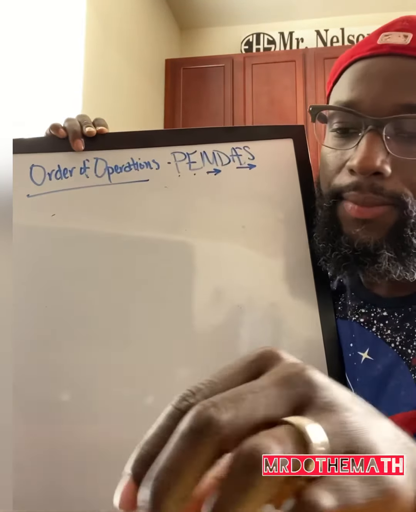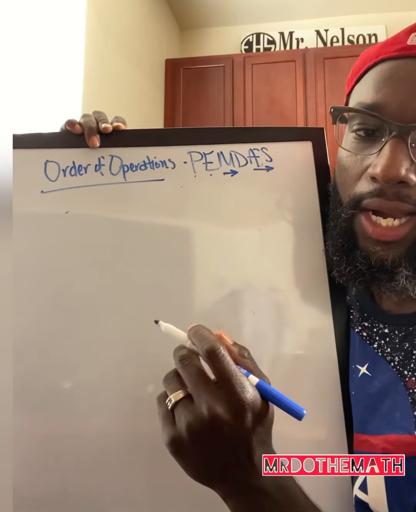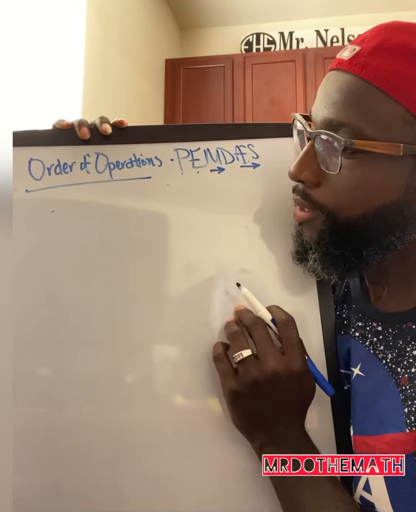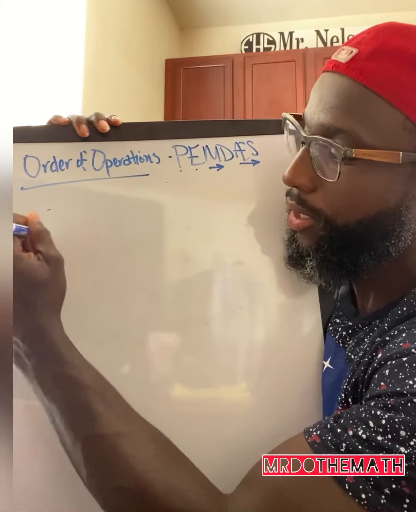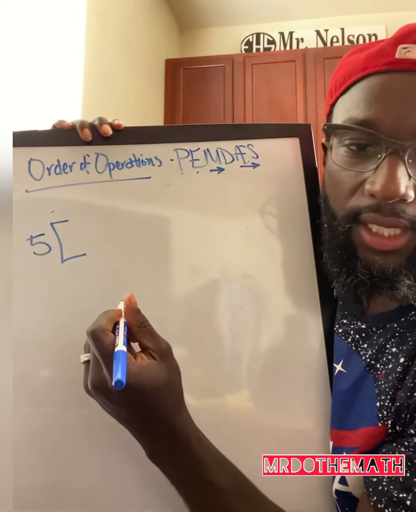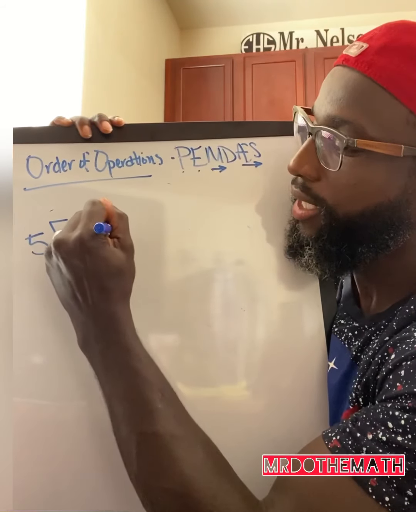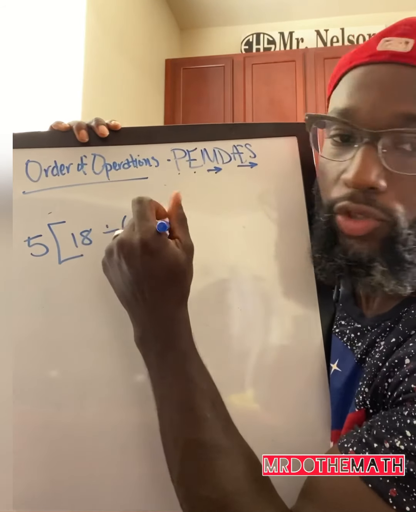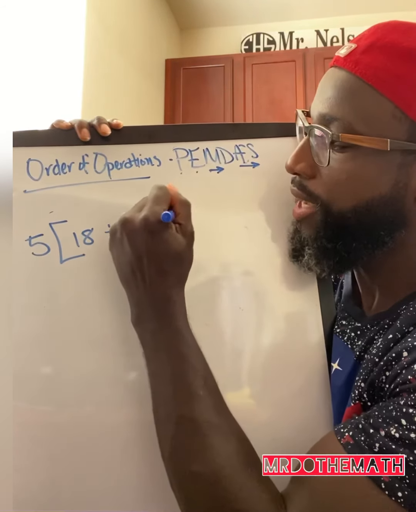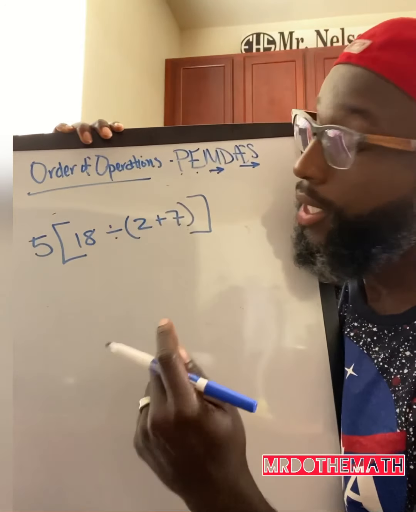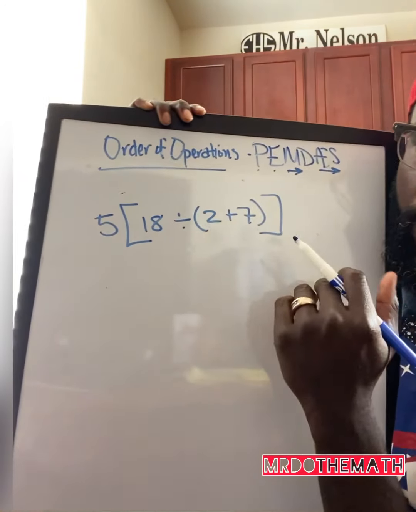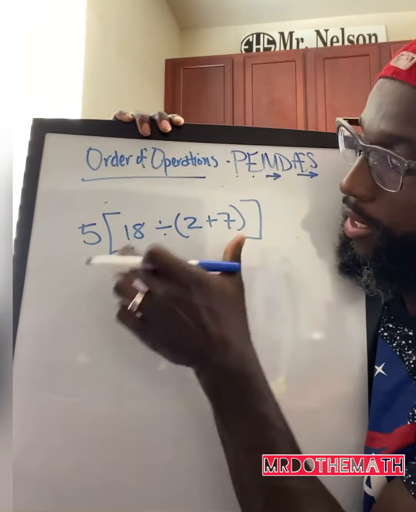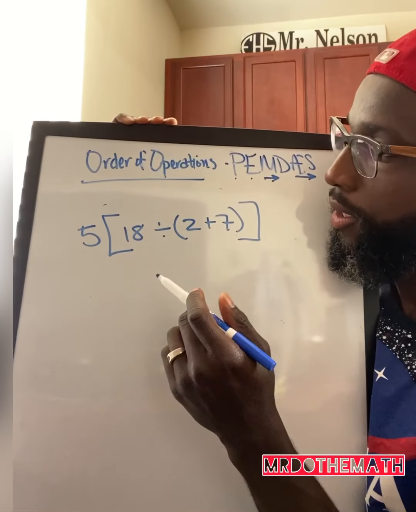Let's look at another example. Let's get a little more complicated, right? Let us do this one. So it's going to be 5 times 18 divided by the quantity of 2 plus 7. Now here we got two sets of grouping symbols, right? You see the two grouping symbols? You got these brackets and then you got these parentheses.